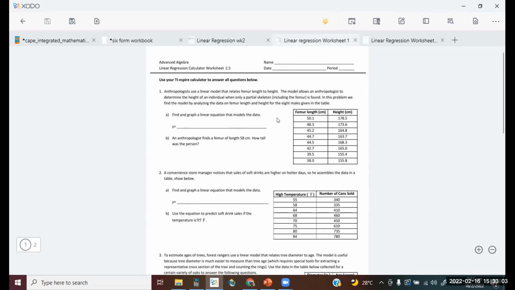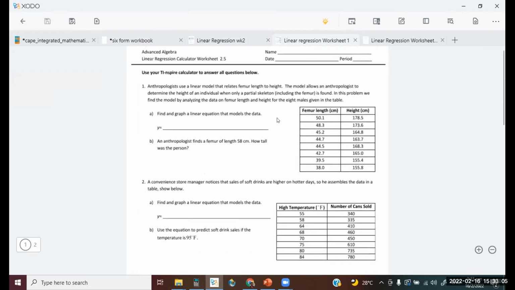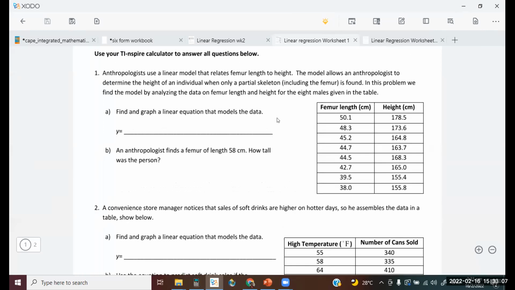All right, here's a question now that we're going to apply it to. I like when we see a real life question. It says, anthropologists use a linear model to relate femur length to height. Now, notice, Jamie, we cannot change what about ourselves?